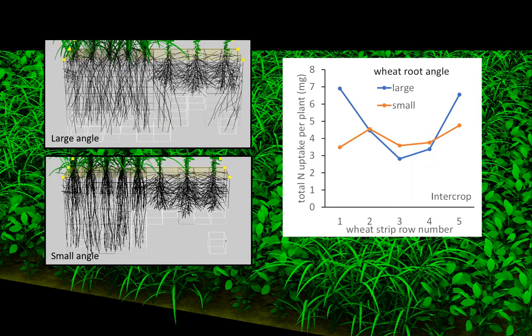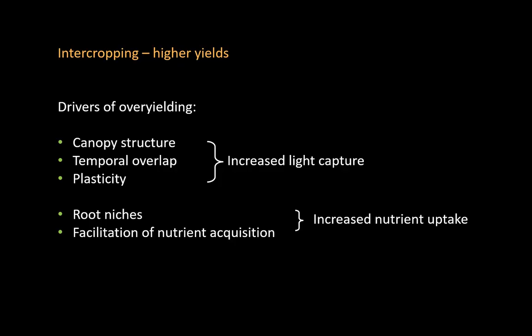So, in a nutshell, intercrops, in many cases, for many different combinations of species and environmental conditions, can give yield benefits. Some of the drivers of this overyielding can be canopy structure, so the way the canopy is built up related to the number of borders, temporal overlap or temporal niche differentiation, and plasticity of the shoot part of the plants. This may give increased light capture depending on the extent of the temporal overlap and the differences between the species, etc.